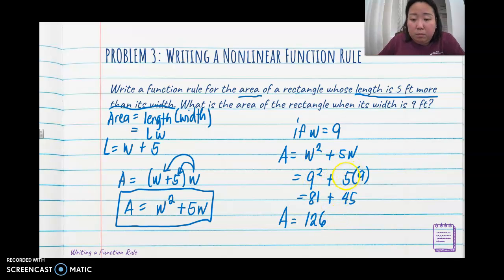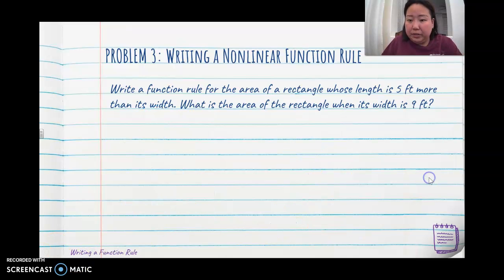Now, since you are multiplying the unit by feet, okay, so 9 feet times 9 feet, that's going to be 81 feet squared. So the unit of measurement for this answer will be an area of 126 feet squared, okay? And this is a non-linear function, okay? So let's see our next example.